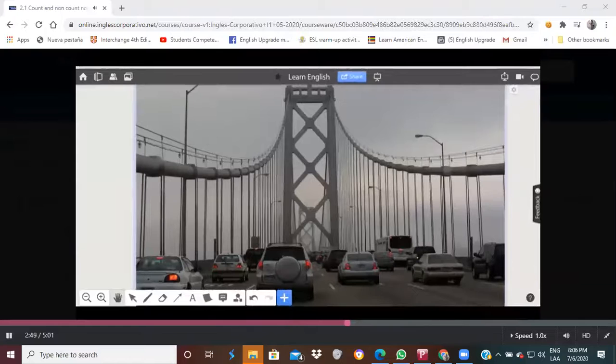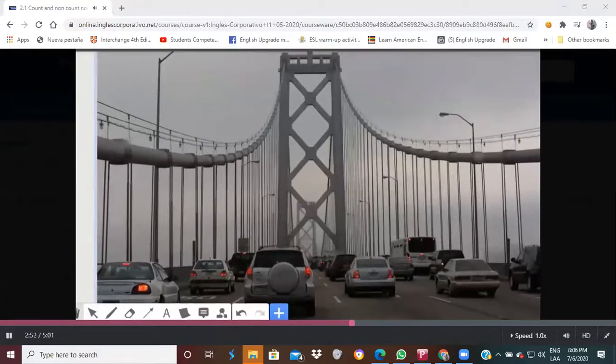Next, I would like to play an audio program for you so that you can listen to the perspective of some people about their city. And remember that the goal of this class is to learn how to express problems that exist within a city. For example, there's too much traffic in my city because there are too many cars. And we want to use count nouns and non-count nouns to express those ideas. So we're going to listen to that, and I will have you answer a couple of questions about that.